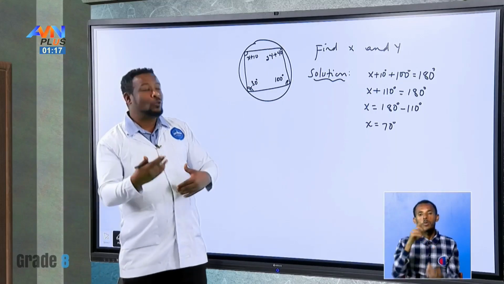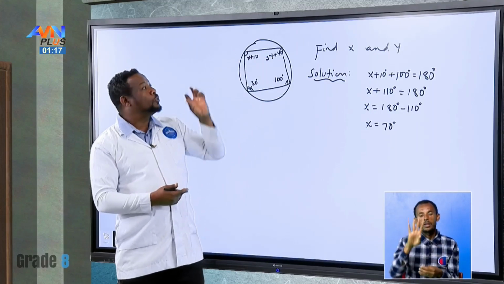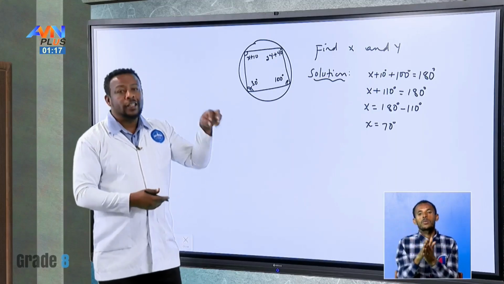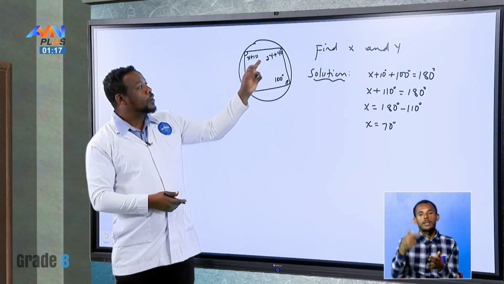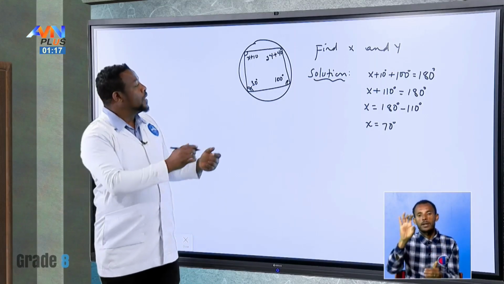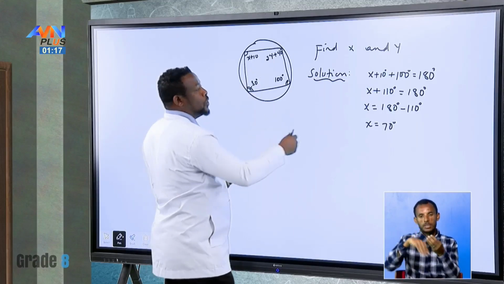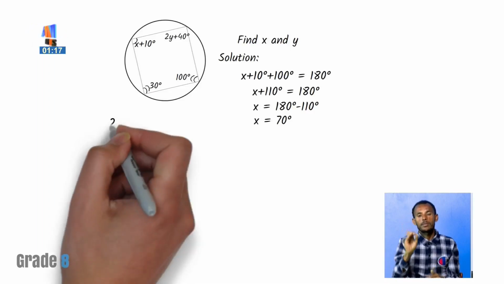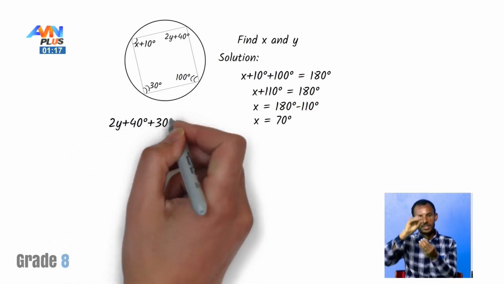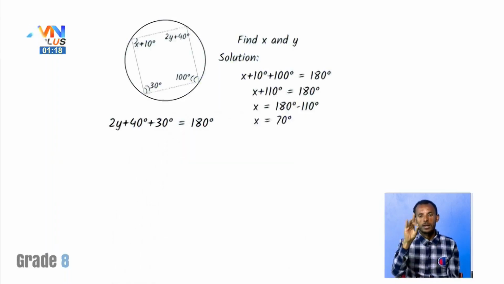Similarly, you can also calculate the unknown variable in this cyclic quadrilateral. So how do you calculate the value of y? Again, you need to apply the concept that says the pair of opposite angles in a cyclic quadrilateral is 180 degrees, or supplementary. That means take the sum of these two. That means 2y plus 40 degrees plus this 30 degrees is 180 degrees, okay?